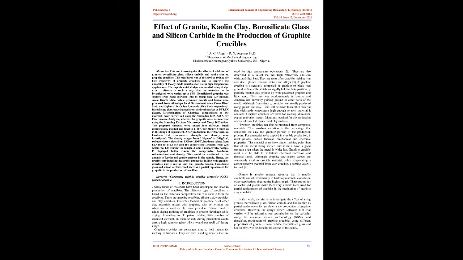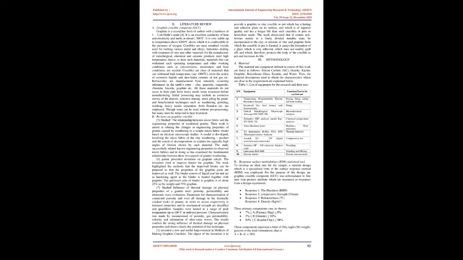Graphite crucibles are containers used to hold metals for melting in furnaces. They are freestanding vessels that are used for high temperature operations too. They are also described as a vessel that has high refractivity and can withstand high heat. They are most often used for melting iron and steel, glasses, various metals, and alloys. A graphite crucible is essentially composed of graphite or black lead ground to fine scale, which are rigidly held in their position by partially melted clay ground up with powdered graphite and a little sand. Their use was predominantly in Europe and America and is currently gaining ground in other parts of the world.